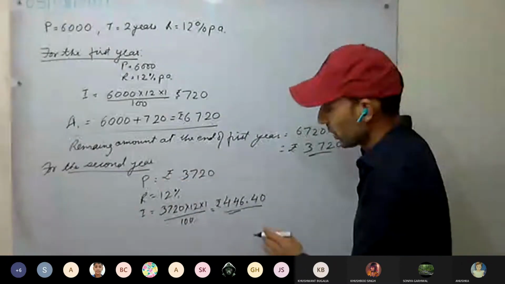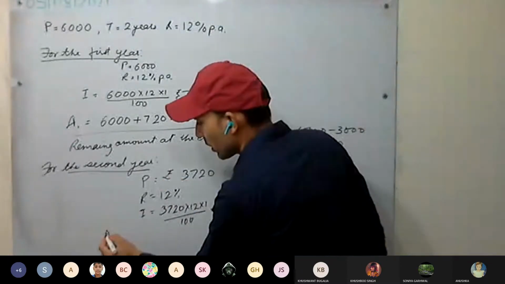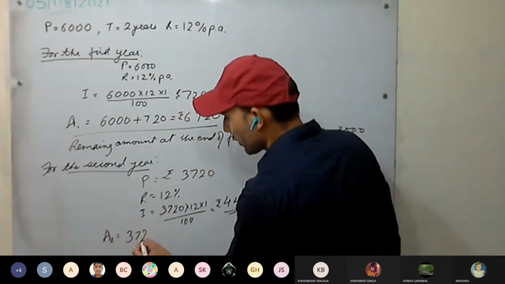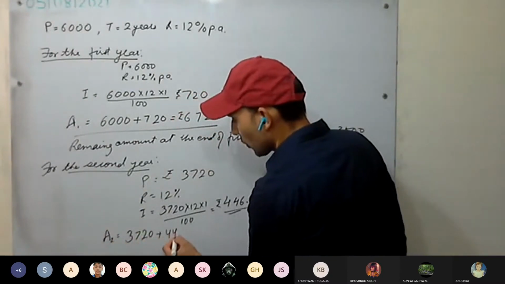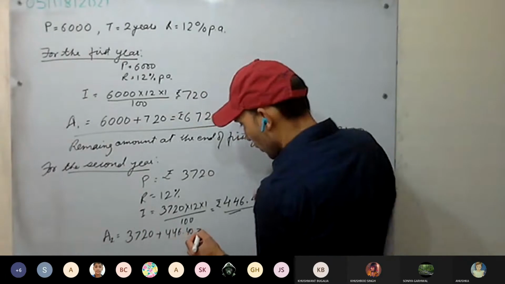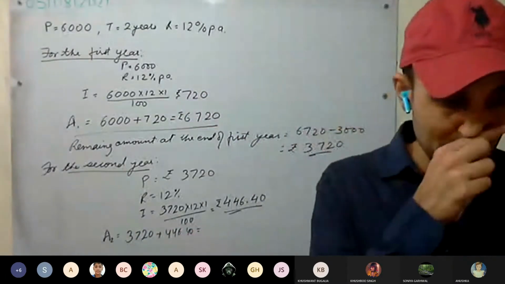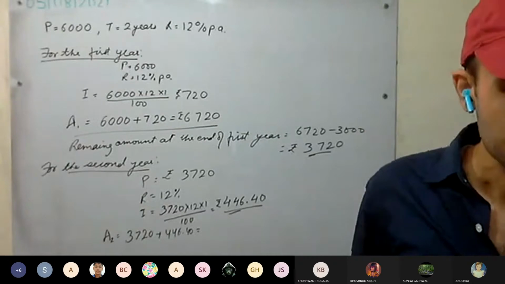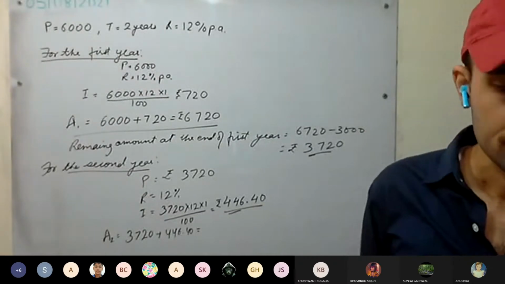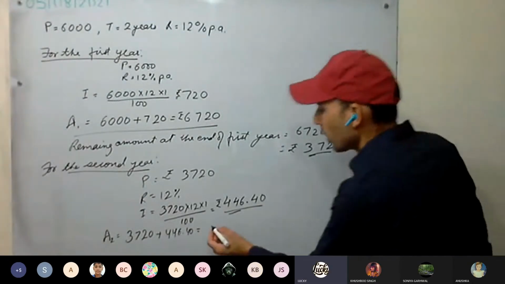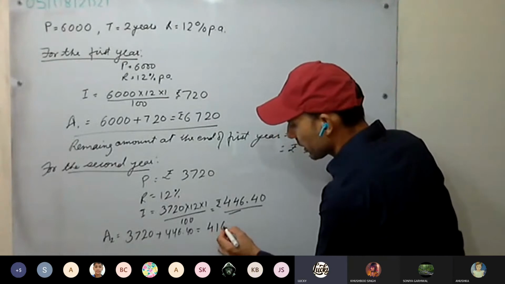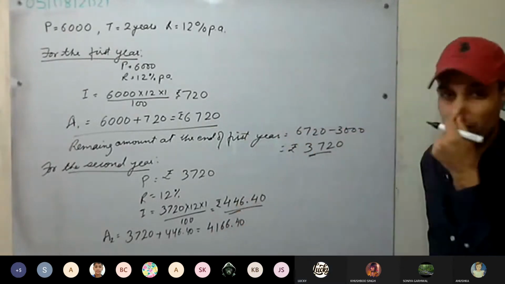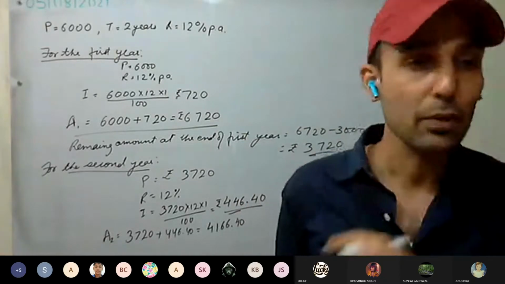So what will be the amount? The amount for the second year will be 3,720 plus 446.40. How much are you getting? 4,166.40 rupees. This is the amount after the second year. This is the amount he has to pay.